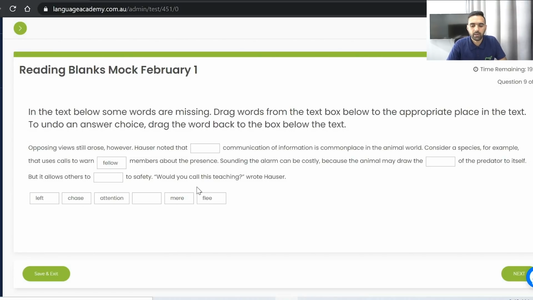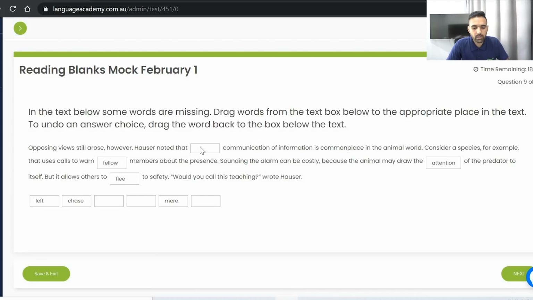Sounding the alarm can be costly because the animal may draw the dash of the predator. What will you draw? Not left, not chase, not mere, not flee. Draw the attention of the predator to itself. But it allows others to dash to safety. What do you do to safety? You don't say left to safety. You can say it will help others to leave for safety, or leave safely. You can't say chase to safety. You'll chase someone. And mere, we can't use mere to safety. To flee to safety. Flee means kind of run away.